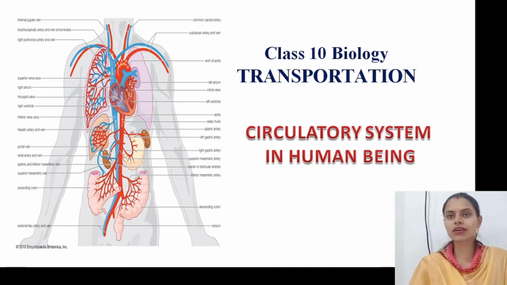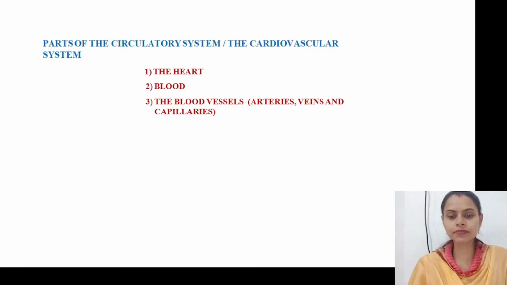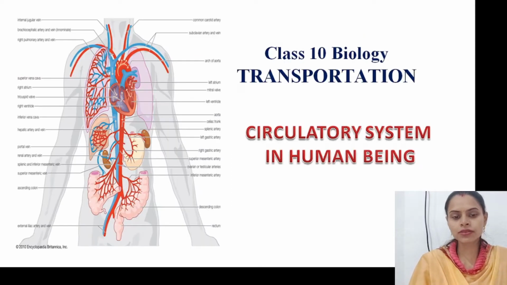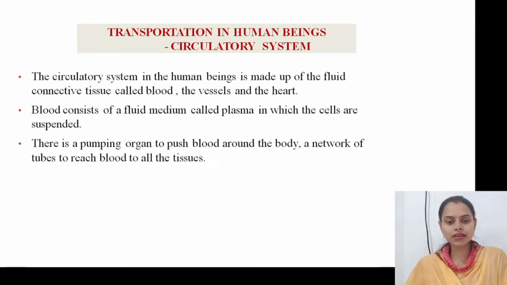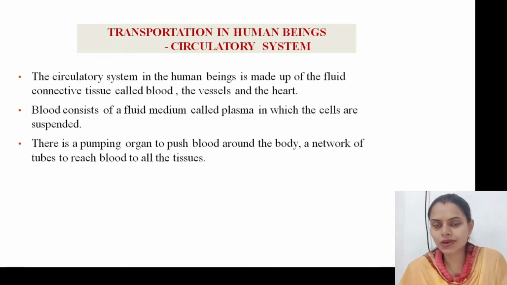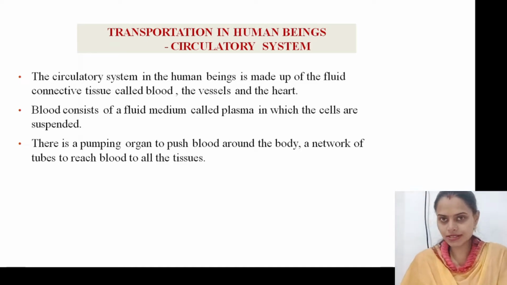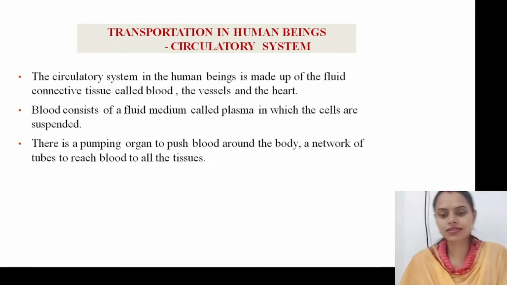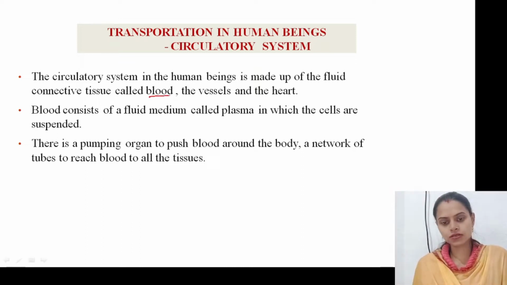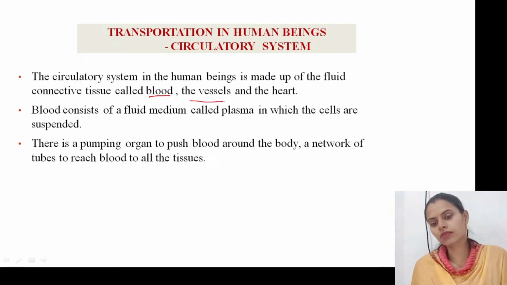So what is the circulatory system? The circulatory system in human beings consists of mainly three parts or components. The first component is connective tissue, that is also called the blood, the second one is the blood vessels, and the third and last one, and most important, is the heart.